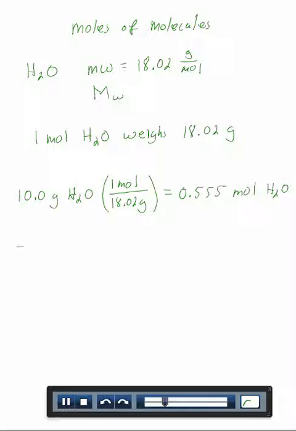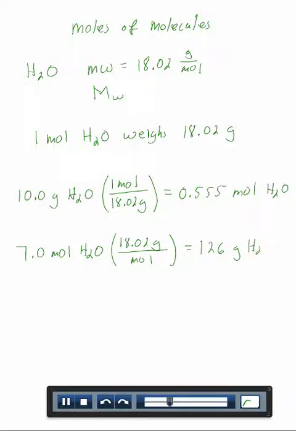Now say if we had 7.0 moles of water, and we wanted to know how much that weighed, we can multiply by the molecular weight again, which is 18.02 grams per mole, giving us 126 grams of water. Since there are only 2 significant figures in 7.0, I would round that to 130 grams of water.